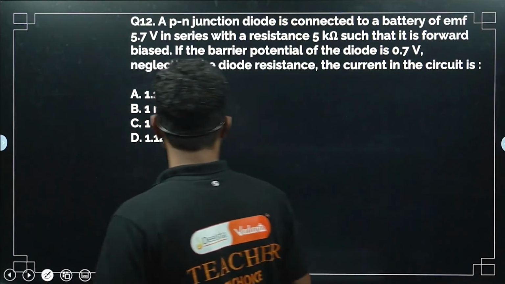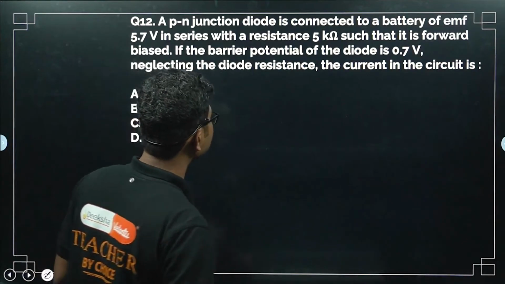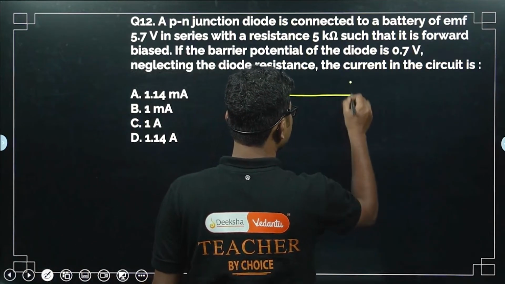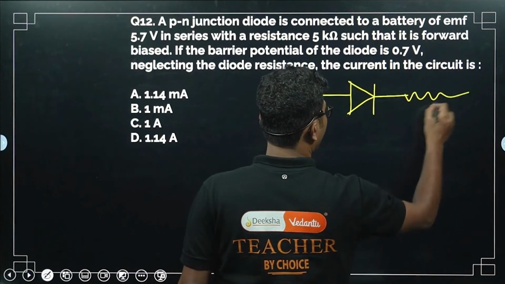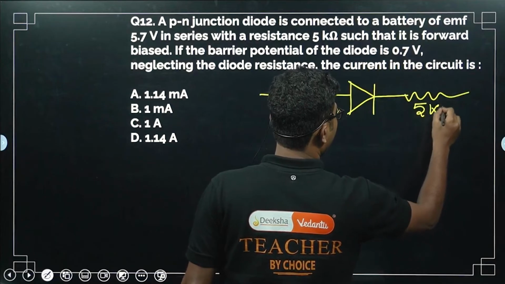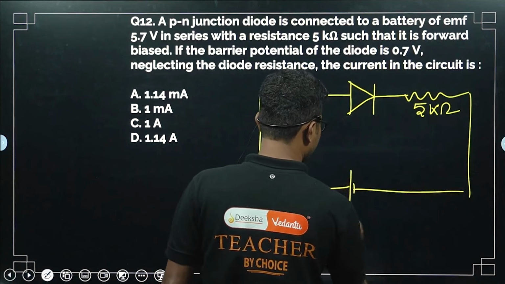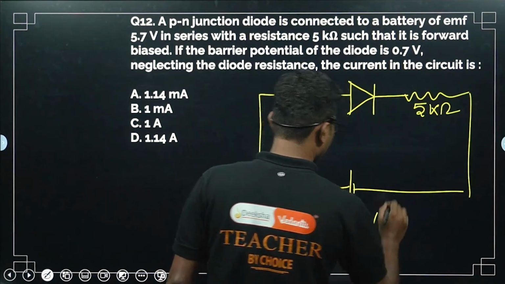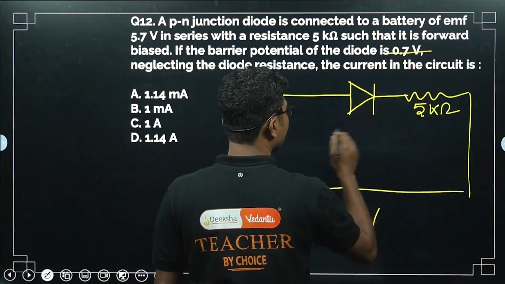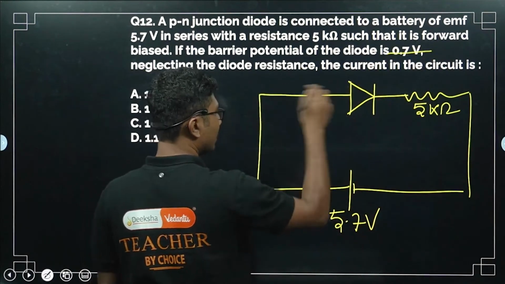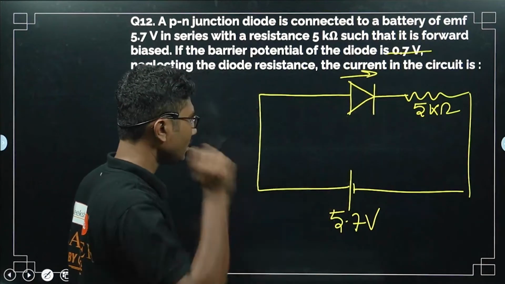A PN junction diode is connected to a battery of EMF 5.7 volt in series with a resistance of 5 kilo ohm. So a PN junction diode is connected with a 5 kilo ohm resistance in series to a battery of 5.7 volt. Very simple question. You can answer this question by closing your eyes. The barrier potential is 0.7 volt. So this is forward bias. The P side is connected to the positive side and the N side is connected to the negative side, so that the current flows in this direction.